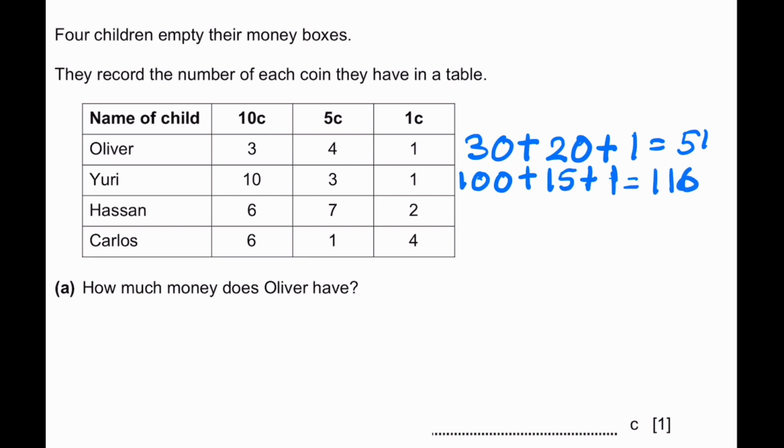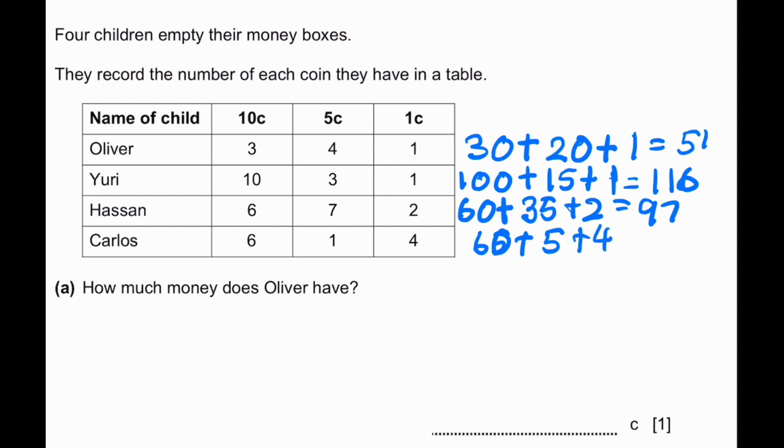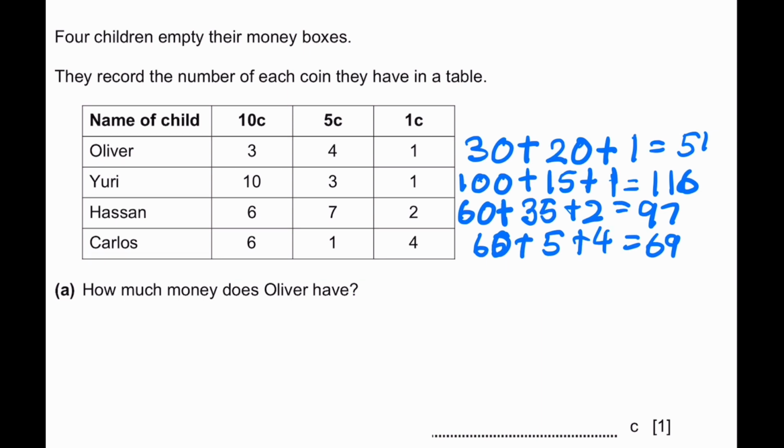Hassan has 6 10-cents, that's 60, plus 7 5-cents, which is 35, plus 2 1-cents, which is 2, equal to 97 cents. Carlos has 6 10-cents, 60, 1 5-cent, 5, and 4 1-cents, which is 4. So 69. A. How much money does Oliver have? Oliver has 51 cents.